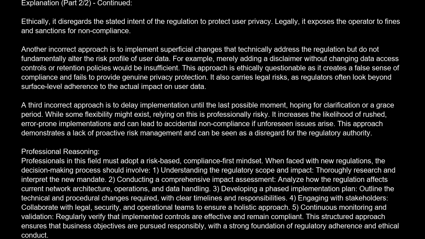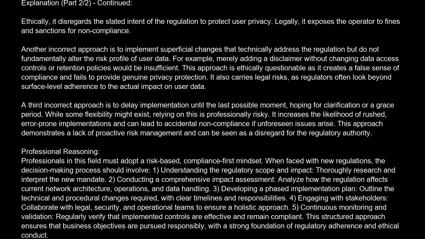Another incorrect approach is to implement superficial changes that technically address the regulation, but do not fundamentally alter the risk profile of user data. For example, merely adding a disclaimer without changing data access controls or retention policies would be insufficient. This approach is ethically questionable as it creates a false sense of compliance and fails to provide genuine privacy protection. It also carries legal risks, as regulators often look beyond surface-level adherence to the actual impact on user data.